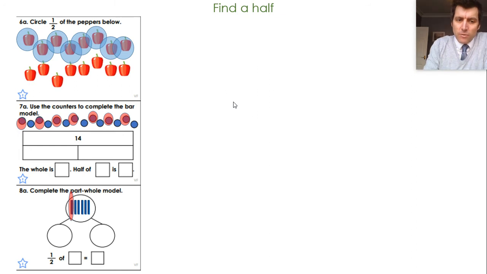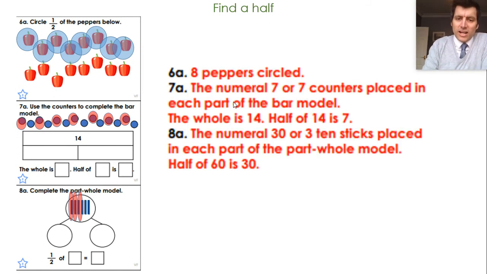Okay, and now we've got the Part-Whole model. It's got 1, 2, 3. So every one of these, I'm swapping between the other 2 circles, like we did with our Part-Whole model earlier. And I can see now that 30, or 3 ten sticks, is shared between each of the circles. So we've got 30 and 30. Half of 60 makes 30.